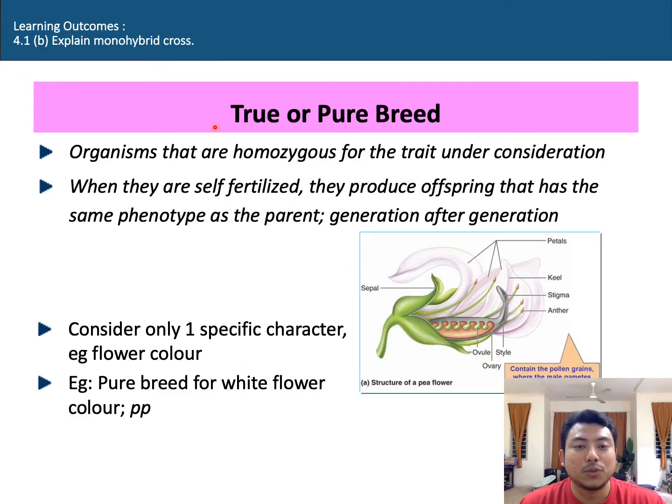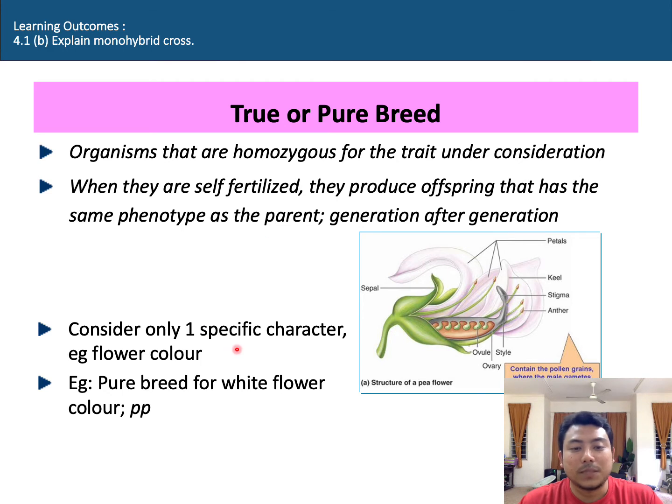Okay, the term true breed or pure breed represents the organisms that are homozygous for the trait under study. When they are self-fertilized, maknanya dikacukkan sesama mereka sendiri, they will produce offspring that has the same phenotype as the parent, generation after generation. So maknanya macam ni kita tahu dia adalah true breed ataupun pure breed. Bila kita kacukkan sesama dia, after generation demi generation, dia hanya akan hasilkan exactly sama macam parents dia. So maknanya kita tahu dia adalah homozygous for the trait.